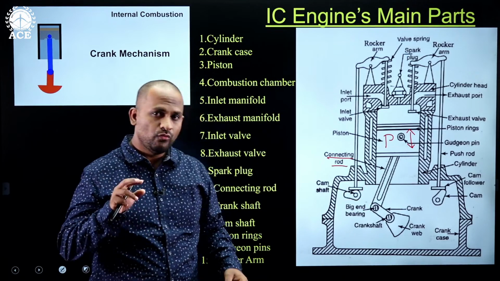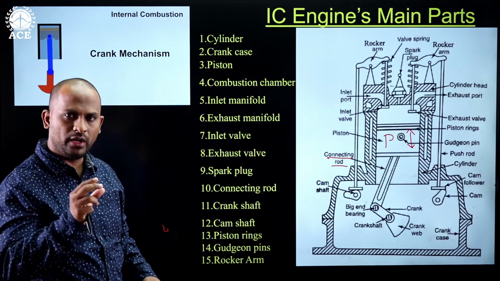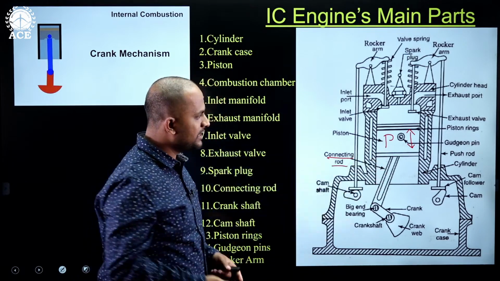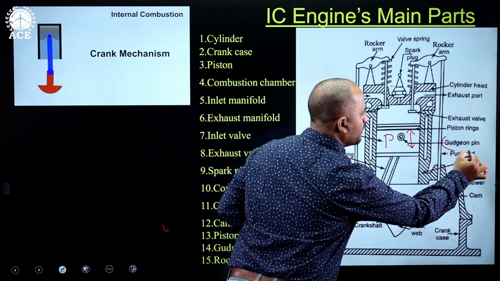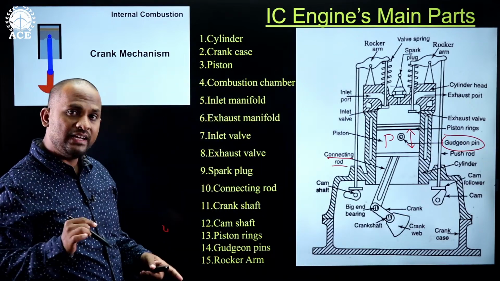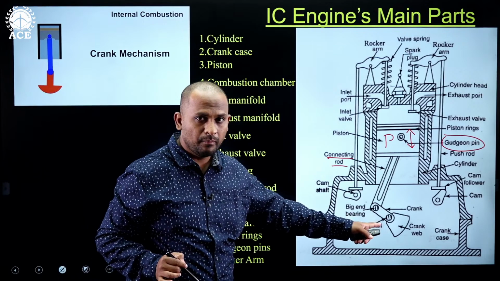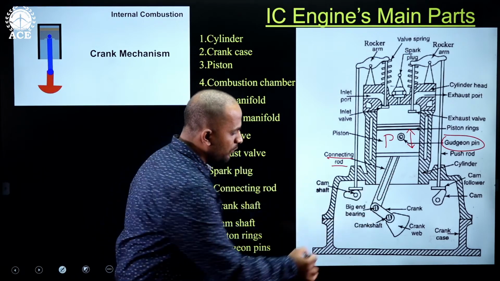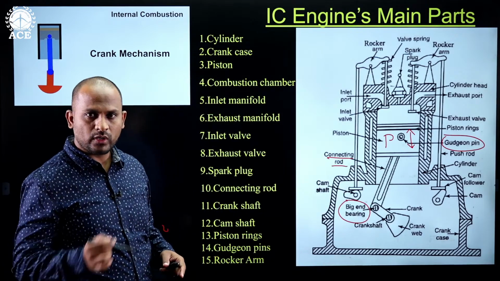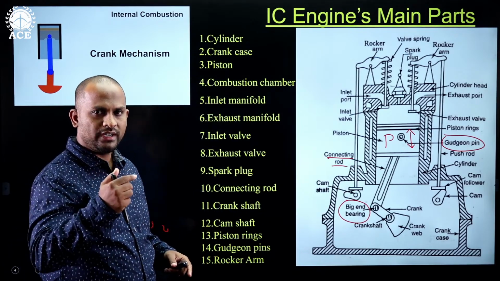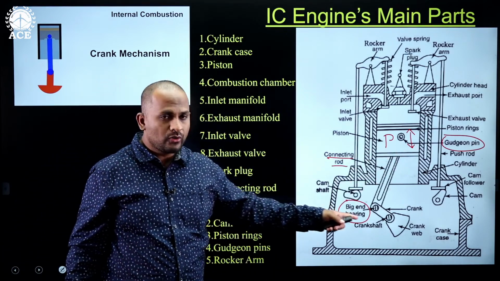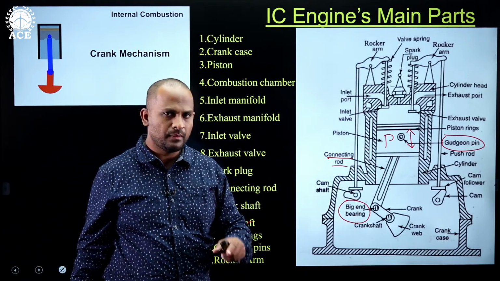This connecting rod will be having two ends. One is the small end, another is the big end. The small end is connected with the piston with the gudgeon pin. And the big end is connected with a crank here. The big end is connected with a crank with the help of a big end bearing. So the connecting rod will be having two ends. The small end is connected with a piston with a gudgeon pin. The big end is connected with a crank with the help of a big end bearing.